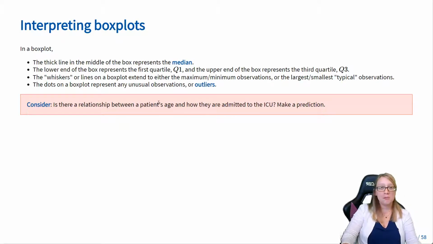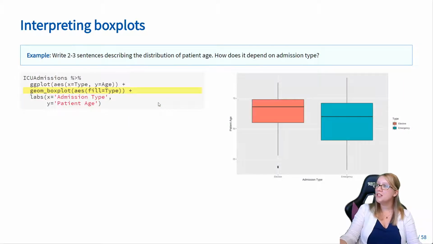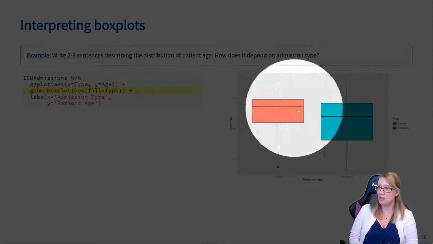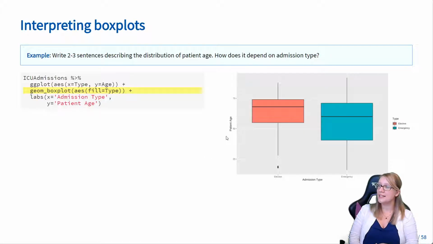Is there a relationship between a patient's age and how they are admitted to the ICU? Well, let's find out. We'd like to write 2 or 3 sentences describing the distribution of patient age. So here's our data set. We now have 2 aesthetics. On the x-axis, we have admission type. On the y-axis, we have age. We're adding then a box plot on top of this plotting area where the shading of the boxes depends on the type. So that's what we're seeing here.